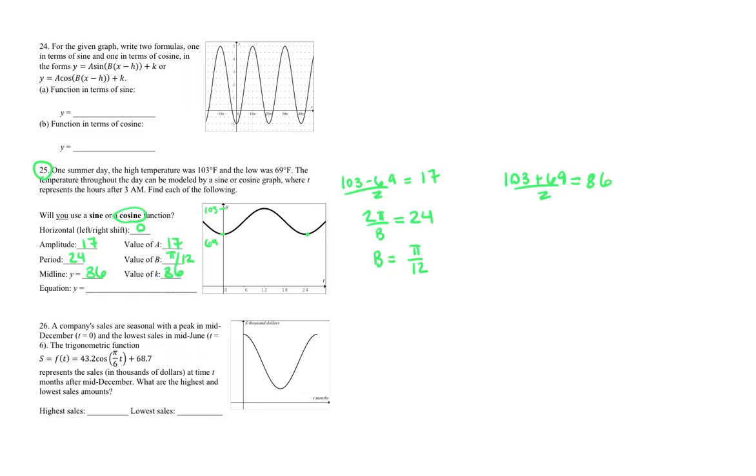Okay, so if I put that all together, I'm also going to note that I reflect across x. Okay, so then if I write my equation, I'm going to have negative 17 cosine of pi over 12 x plus 86. Okay. You could also do this with sine. It'll function fairly similarly. You might just have to employ a horizontal shift.